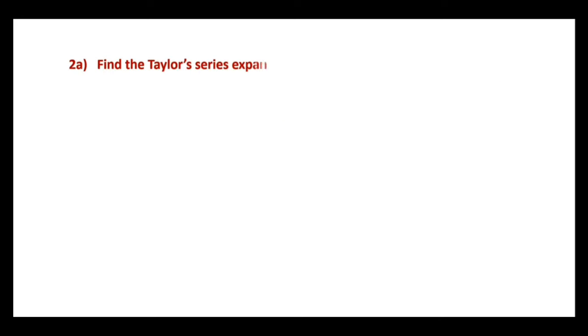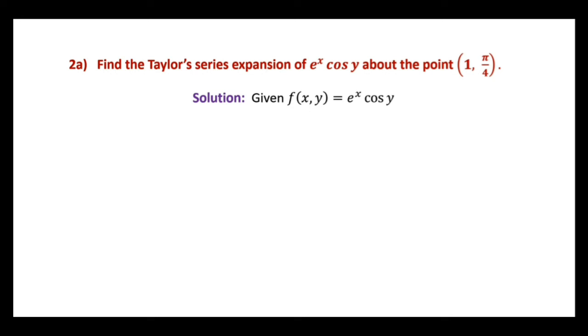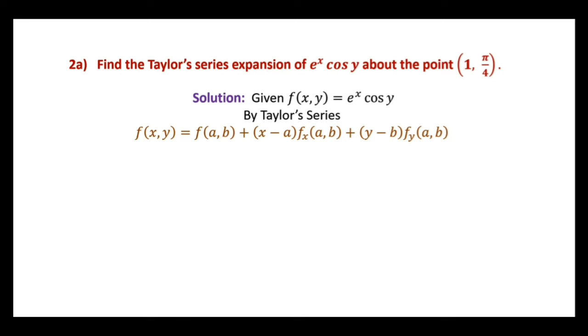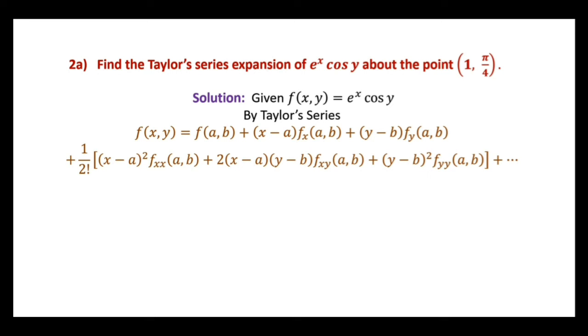You have a second question from unit number 1. Find the Taylor series expansion of e^x cos y about the point (1, π/4). So this is a 7 marks question. We are given that the function according to Taylor series about the point (a, b) is f(a,b) plus (x minus a) into ∂f/∂x at the point (a, b) plus and so on. You have the second order partial derivatives at the point (a, b). This is called Taylor series expansion about the point (a, b) for f(x,y).